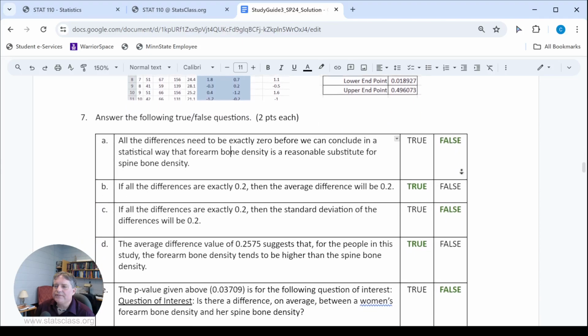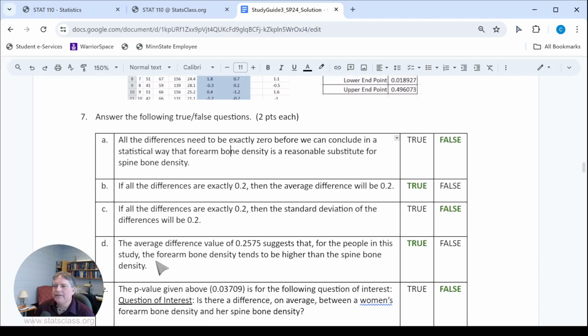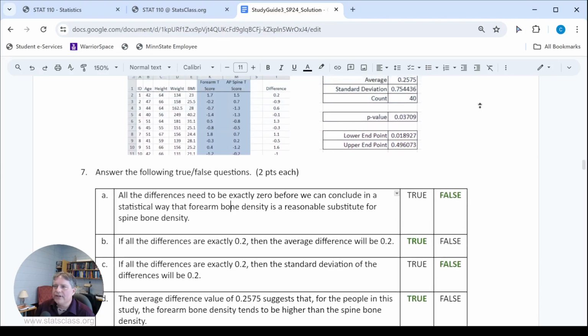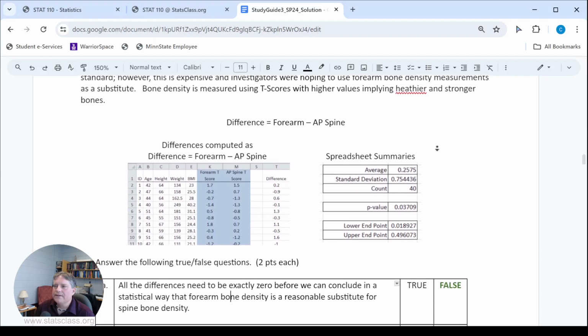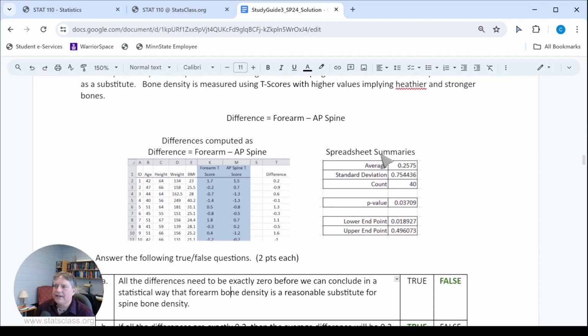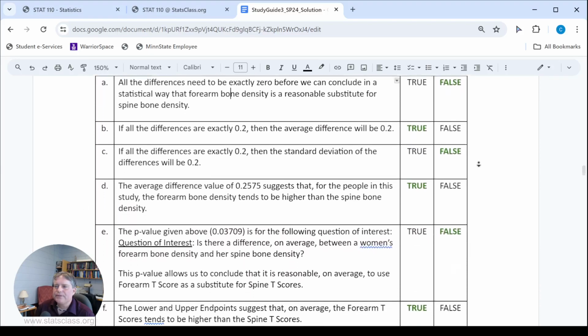The average difference of 0.275 suggests that people in the study have forearm bone density that tends to be higher. Well, that has to do with how the differences were computed. So here, forearm minus spine, if that's positive, that means forearm's going to be higher. So that statement is true.